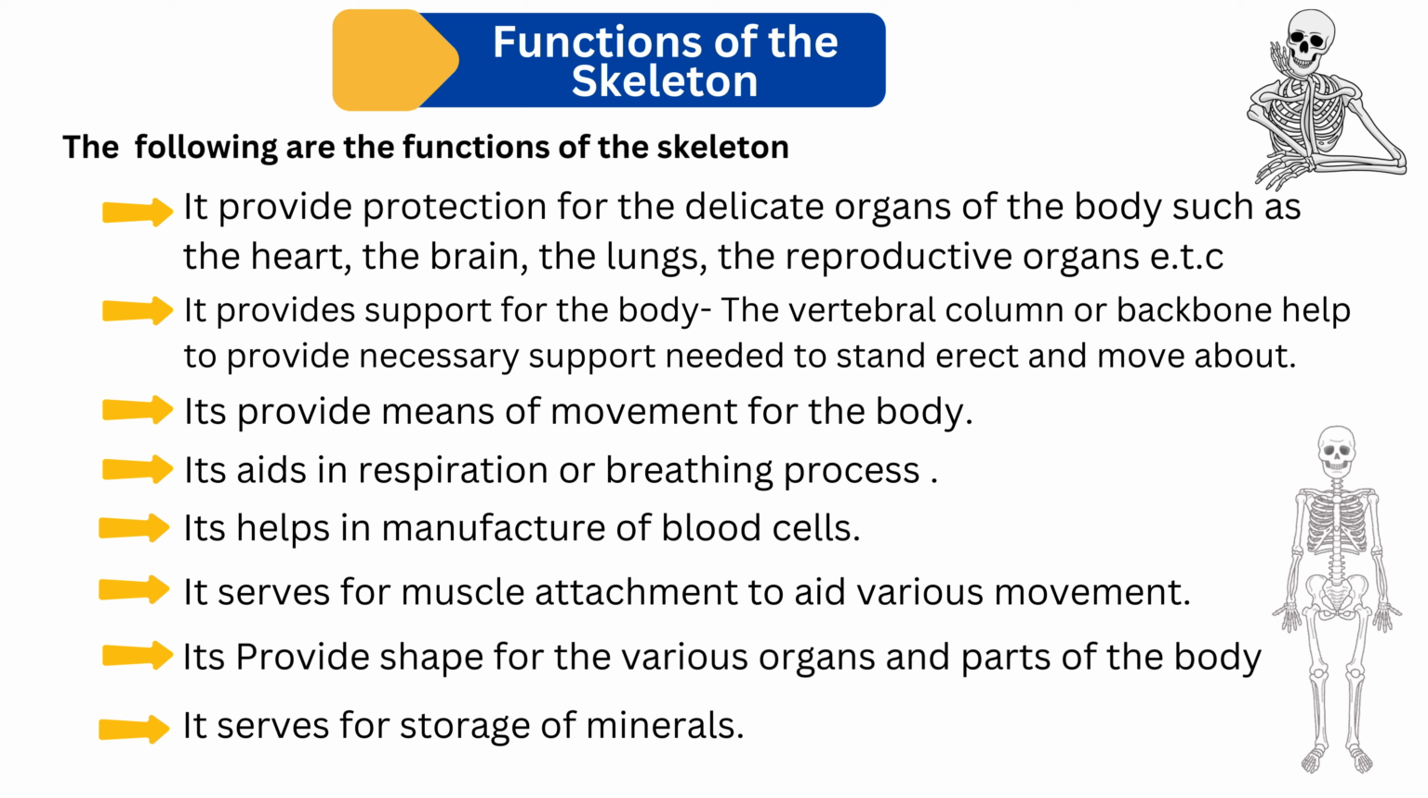Number 6, muscle attachment. Skeleton also serves as point of attachment for different muscles in the body that aid in movement. Muscles are attached to bone by means of tendons. Number 7 is shape. The skeleton also provides a definite shape to the body and different parts of the body.